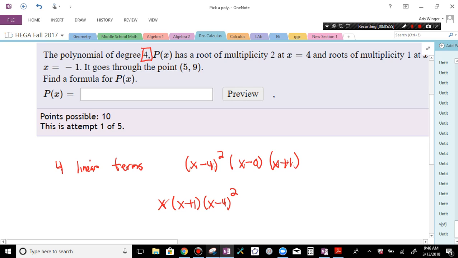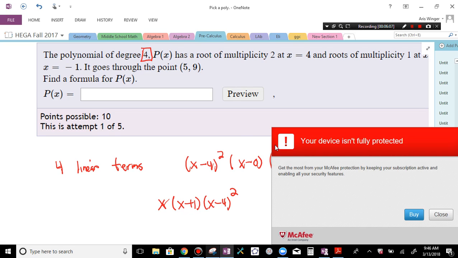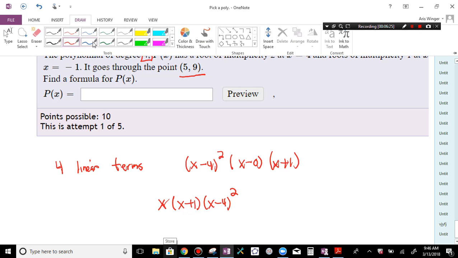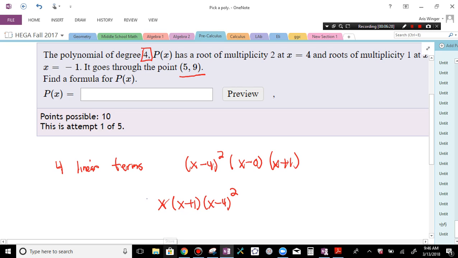Okay. And so that alone satisfies all of the roots. Right? So now we have to satisfy one more condition, as that it goes to the point 5, 9, and therefore that means there's one more parameter. I'm going to use a different letter, different color. There's one more parameter here, lambda, or I should say omega, right, that we need to pick so that this final condition is satisfied.